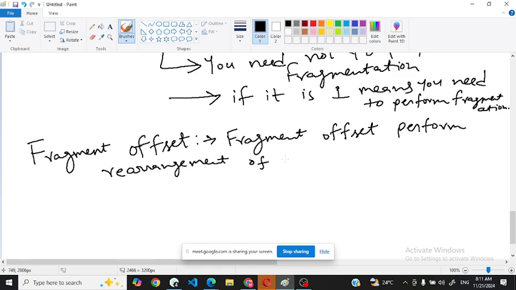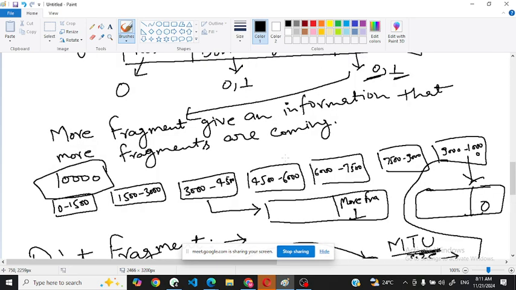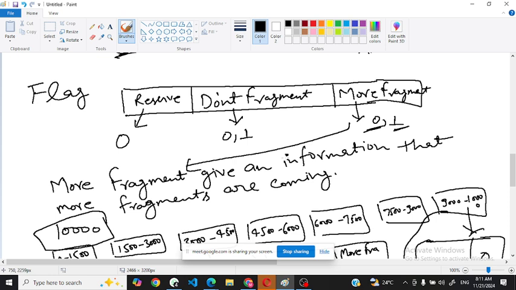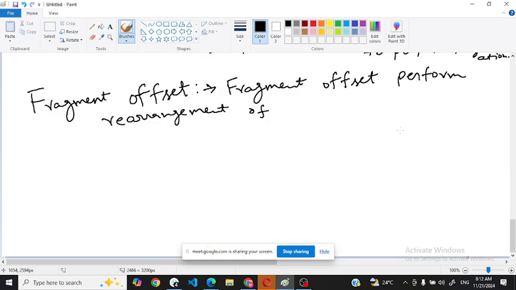It requires two things. First, it will check from the flag whether more fragments are coming or not. Do you remember we discussed that? If this field is 0, it means more fragments are not coming. If it is 1, it means more fragments are coming. So using the identification field and more fragment flag, fragment offset performs the rearrangement of data.